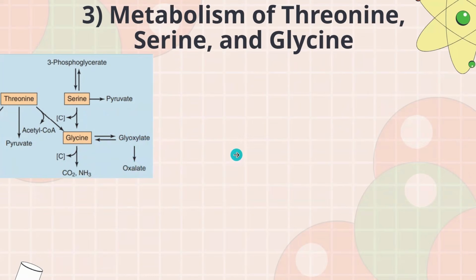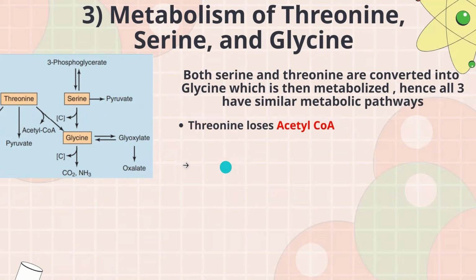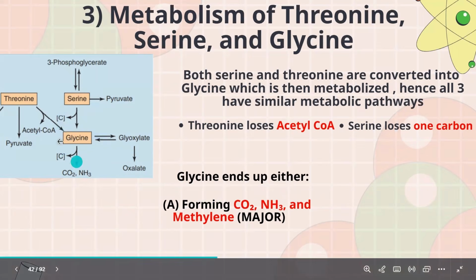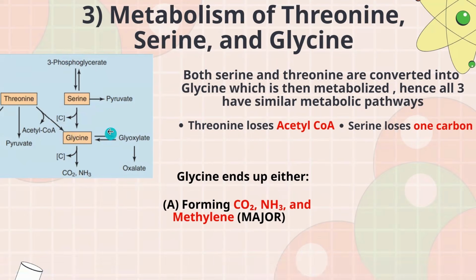And we're going to talk about these importantly. So as we said here, threonine loses acetyl-CoA, serine loses a carbon molecule, and glycine will end up either forming CO2, NH3, and also something very important called methylene. Okay, and this is the major pathway, by the way. Just imagine it going down. Here, glycine, the minor pathway will form glyoxylate, but we'll talk more about this.